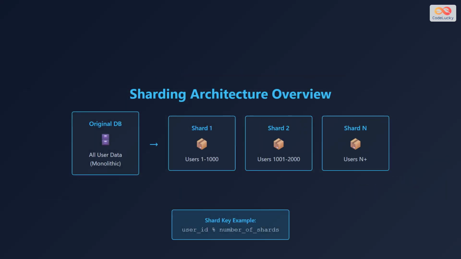Let's understand the basic architecture of sharding. You start with a single database containing all user data. Then, you divide this monolithic database into multiple shards. Each shard holds a portion of the data. For example, Shard 1 might contain users 1 through 1000, Shard 2 contains users 1001 through 2000, and so on. A shard key determines which shard stores each piece of data. A common shard key is user_id modulo the number of shards.